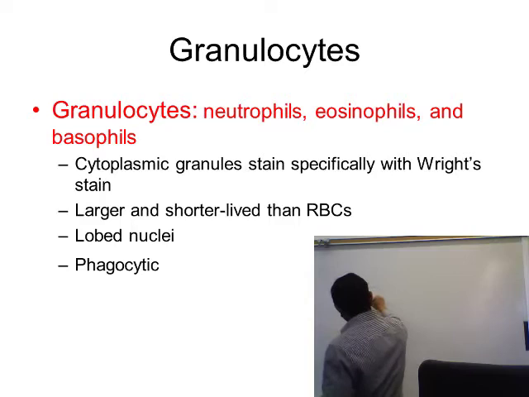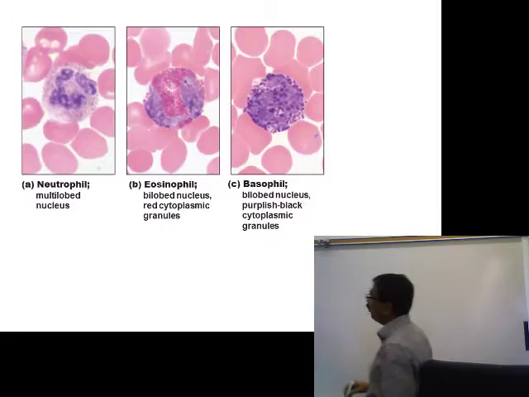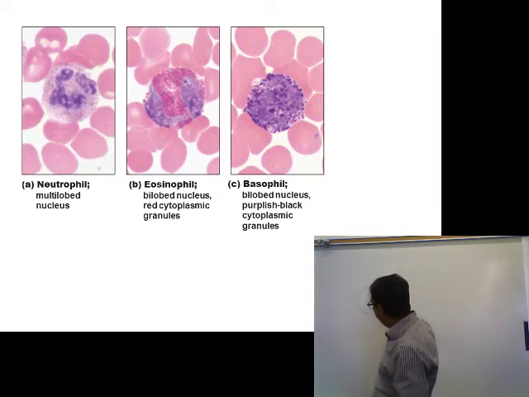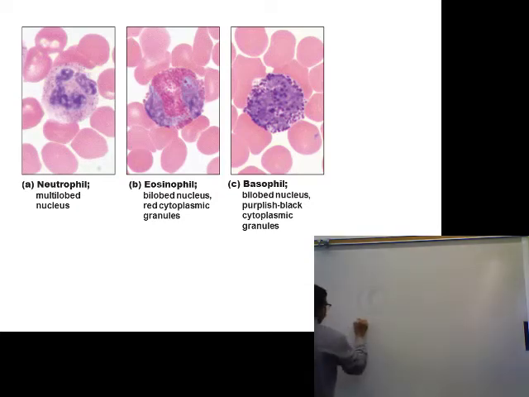Now, how they look, how you can identify them under the microscope. If you see a neutrophil, neutrophils have a multi-lobed nucleus. So in the nucleus, you see multiple lobes. Usually we see 2 to 6 lobes. The nucleus is multi-lobed.